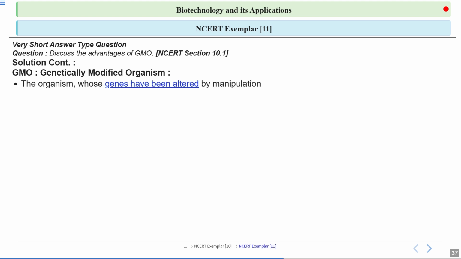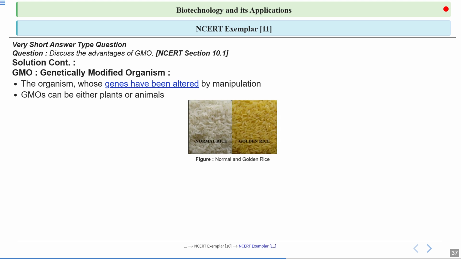The organisms whose genetic material has been altered by manipulation are what we call genetically modified organisms. These genetically modified organisms can be either plants or animals. This is a figure showing a genetically modified crop, that is rice, where one side is normal rice and the other side is golden rice. We know that we have genetically modified it for nutritional enrichment, and which nutrient? That is vitamin A.